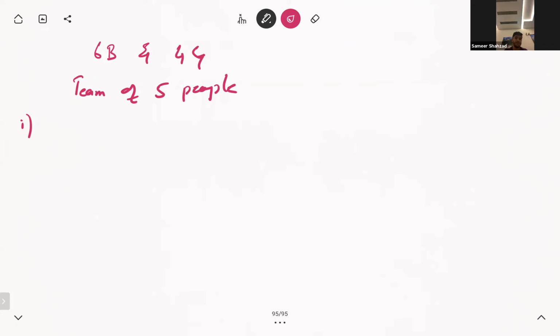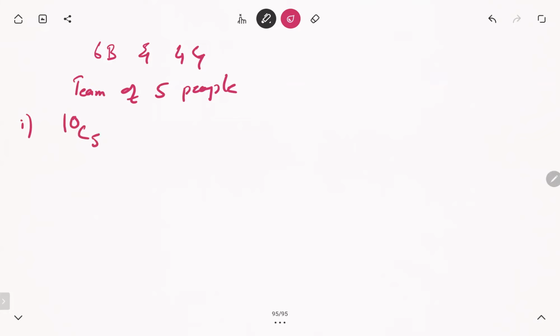Sir, is it 10P5? It's 10C5, not P5. It's a combination. I told you internally order is not important. Simply you have to choose the team of 5 people. You don't have to arrange them further. I told you at the start that you have to simply choose a team of 5.